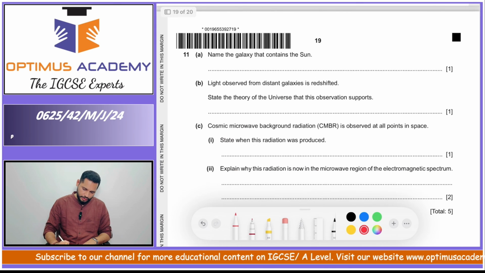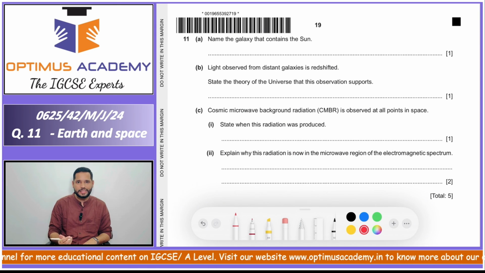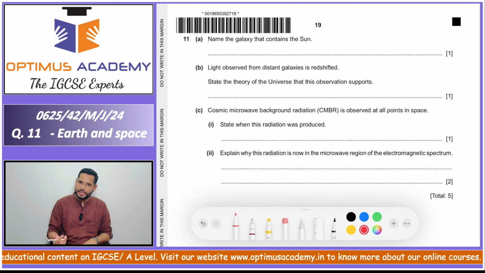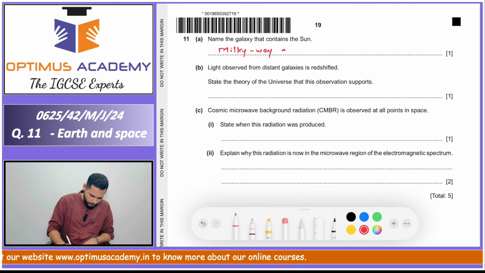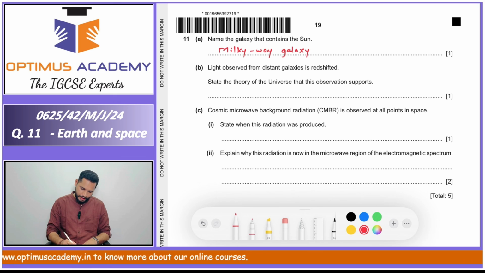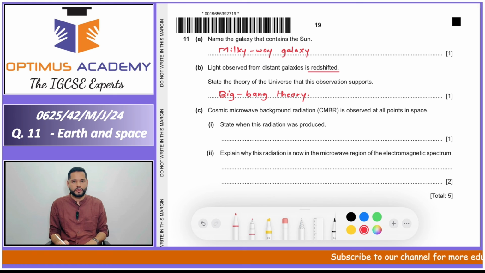Question number 11. First, name the galaxy that contains sun. We know that the galaxy name in which our sun is present is Milky Way galaxy. So we will write the answer Milky Way galaxy. Light observed from the distant galaxies is redshifted. State the theory of the universe that this observation supports. So the theory called as Big Bang theory supports this suggestion of redshift.